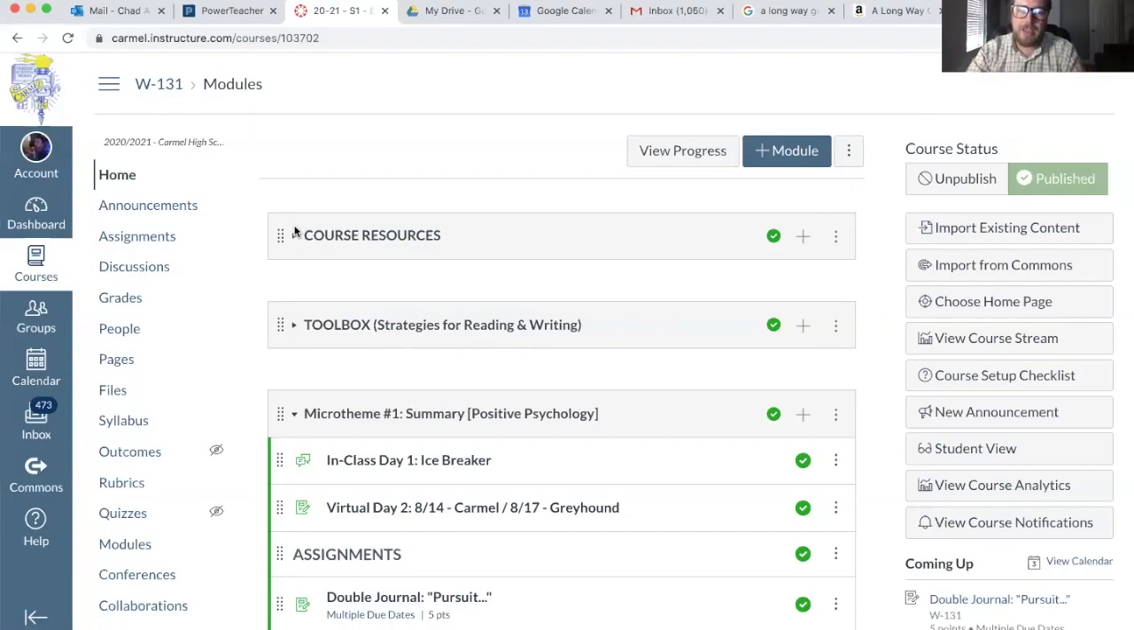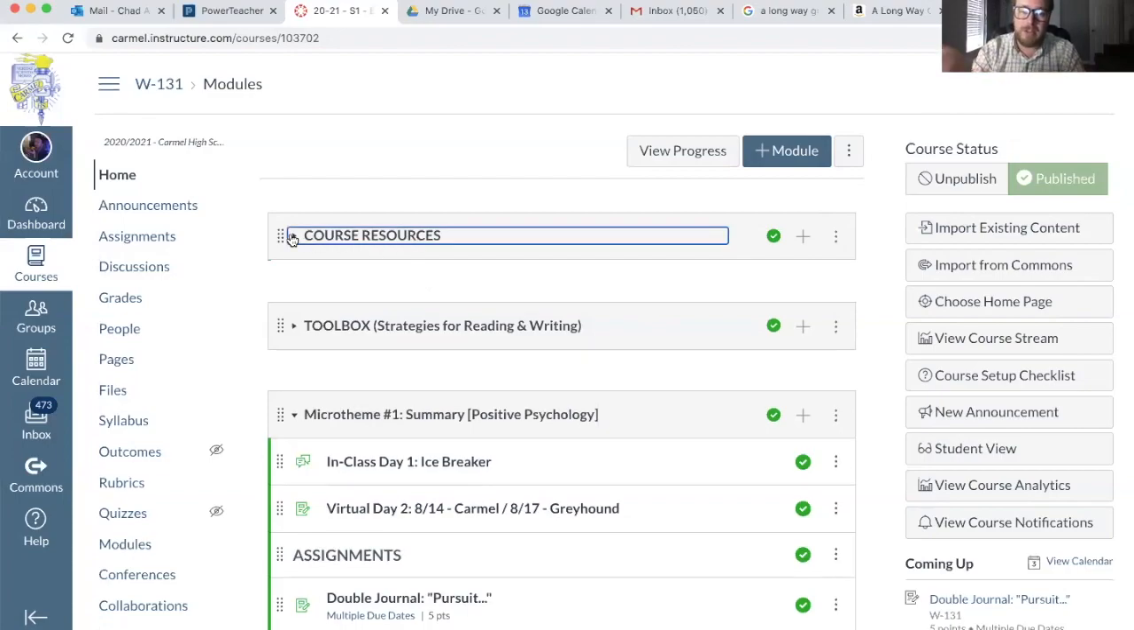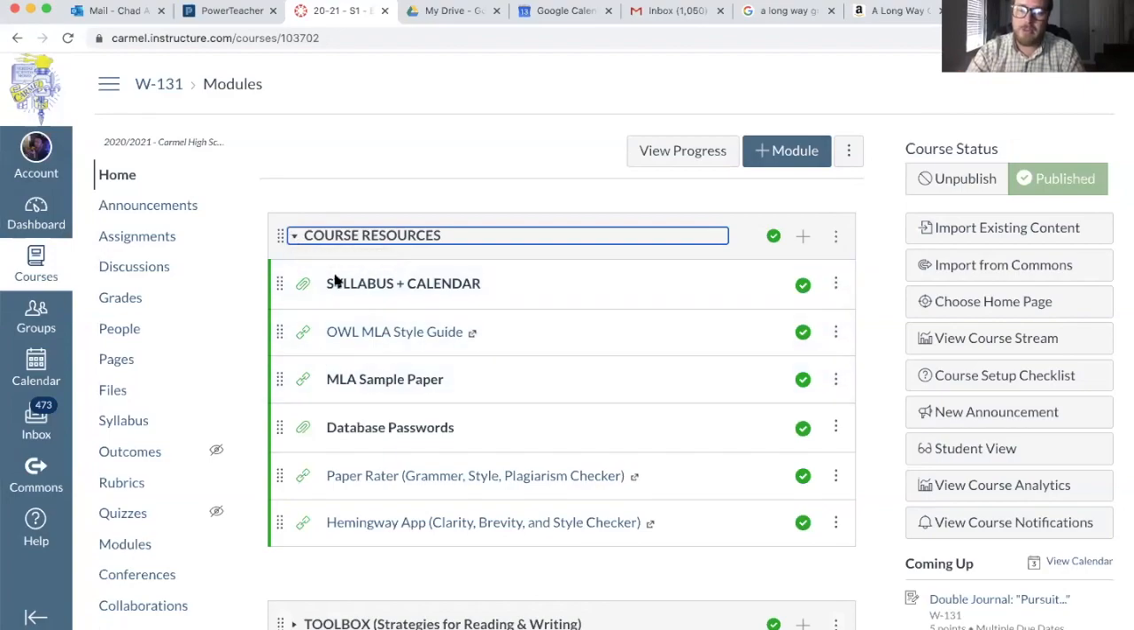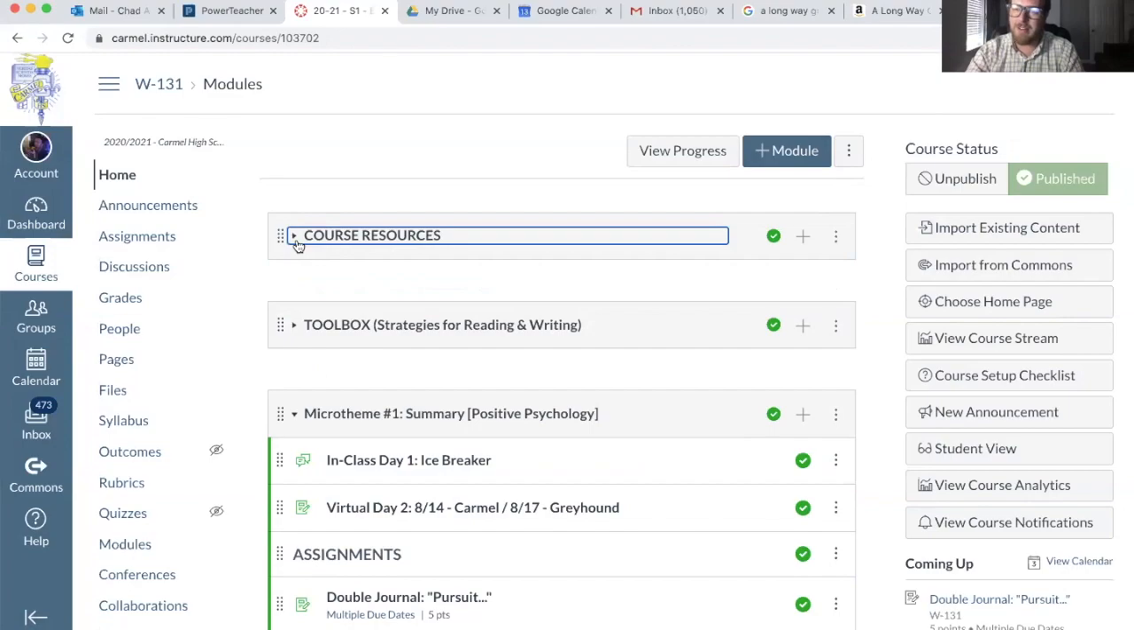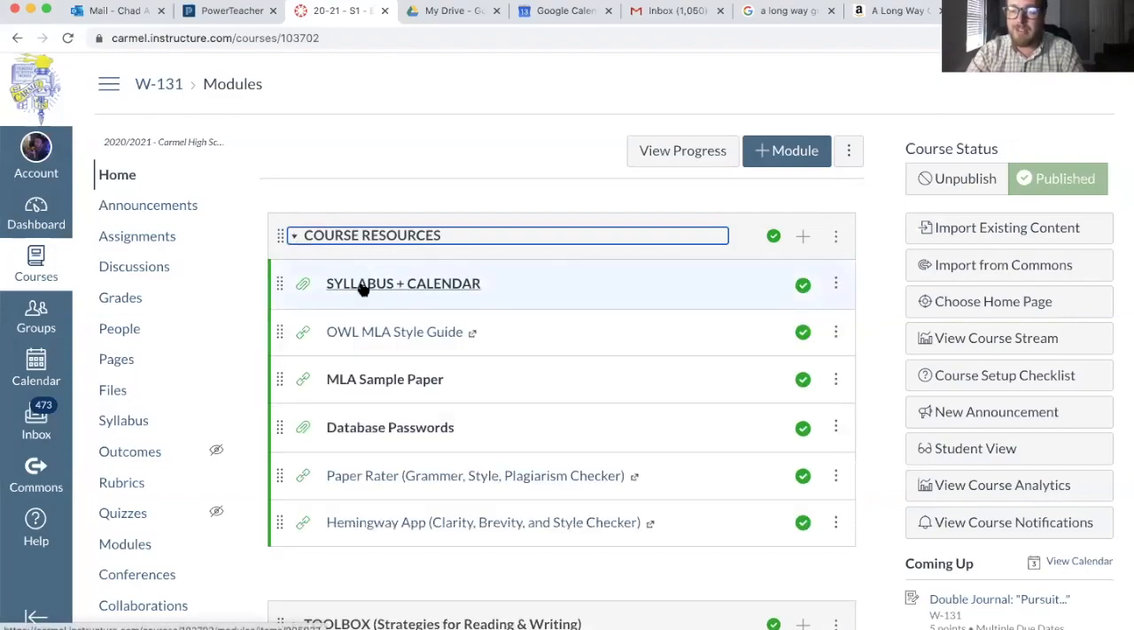And in that homepage at the very top is this module here labeled Course Resources. You may or may not know this, but if you click on any one of those modules, it will usually open to a drop-down. I try to keep this closed just because it kind of gets in the way sometimes, but when you need to open it, it can be really helpful. And one of the most helpful things here is the syllabus and the calendar.